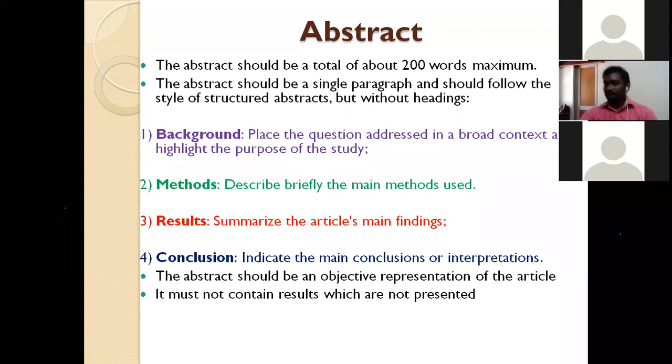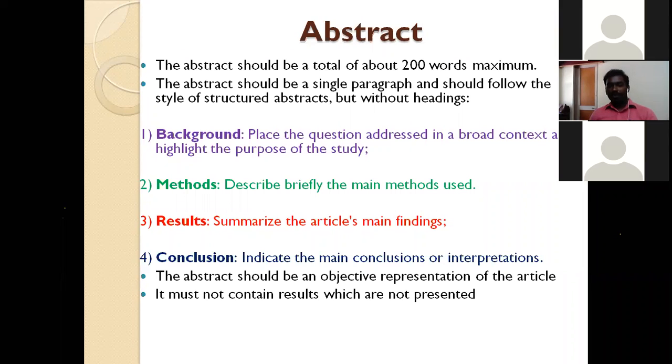Okay, next, abstract. This abstract is the short form of the entire article, and it has its own criteria. The abstract should be 200 words at the maximum, and it should be a single paragraph and should follow the style of a structured abstract but without headings. You're not supposed to use any heading in the abstract. And the background, methodology, results, and conclusion, all these things should be discussed in the abstract itself.